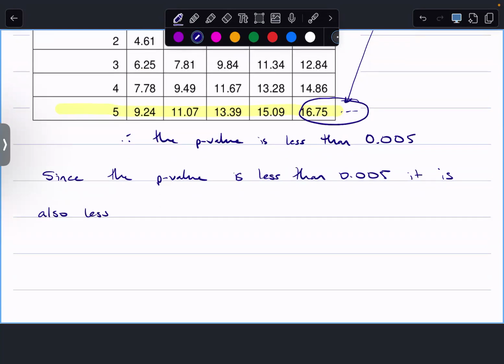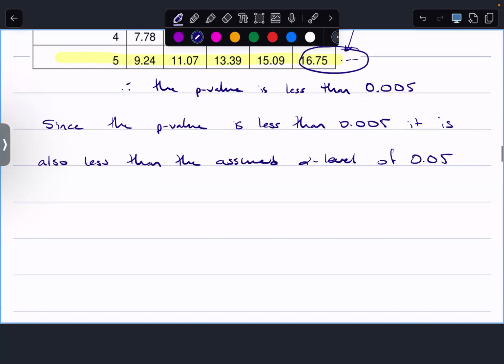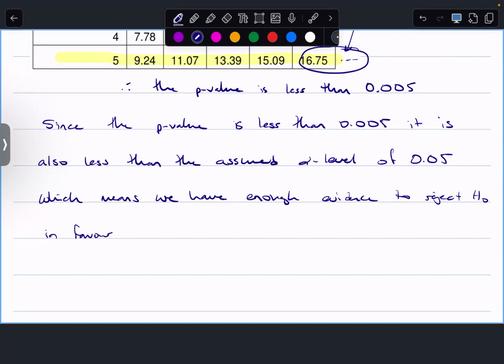It is also less than the assumed alpha level of 0.05, which means we have enough evidence to reject H naught. We have enough evidence to reject H naught. And we should probably say in favor of what? In favor of HA. Therefore, the counts are not evenly distributed.